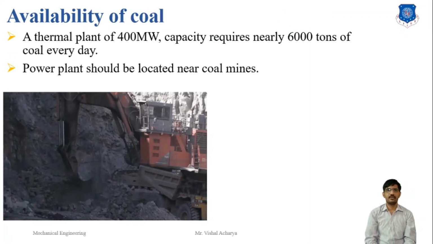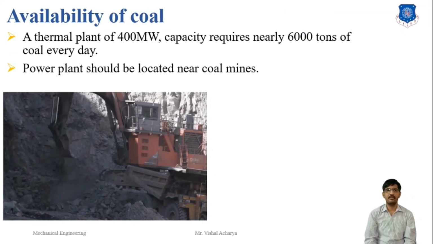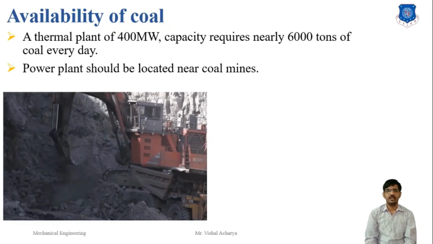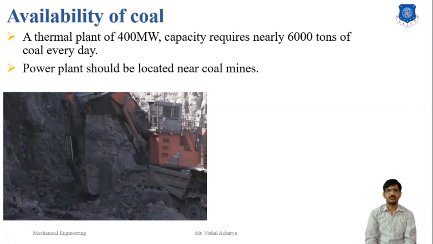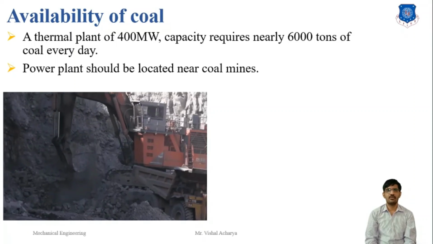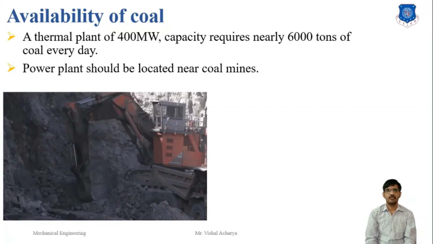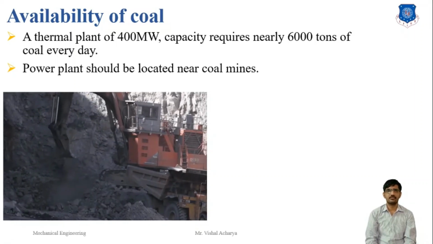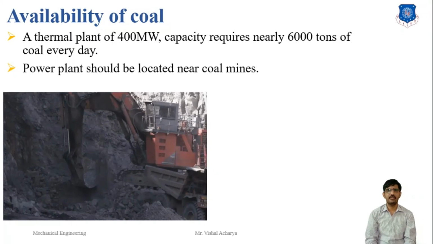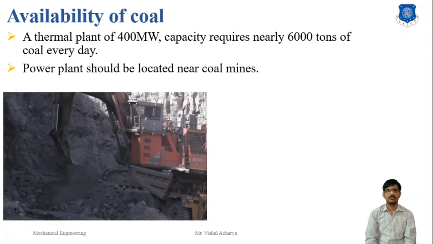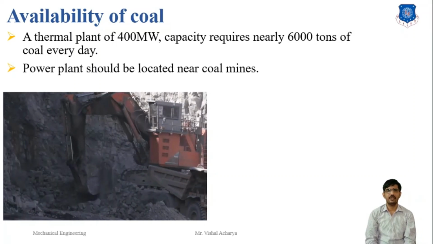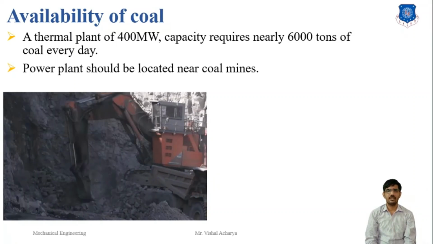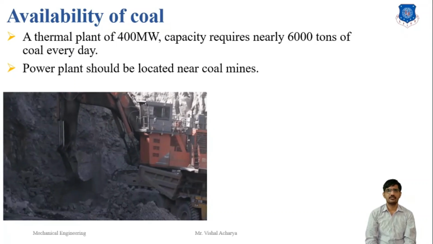Here our first factor is the availability of coal. A modern coal-based power plant requires a huge amount of coal per day. Approximately, a thermal power plant of 400 megawatt capacity requires nearly 6,000 tons of coal every day. The power plant should be near the coal mine so that transportation cost is less.